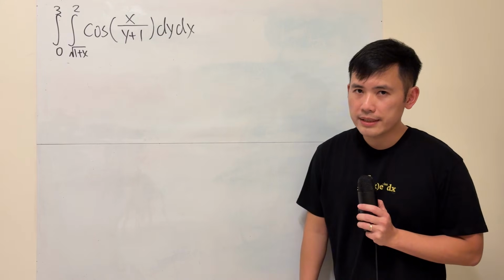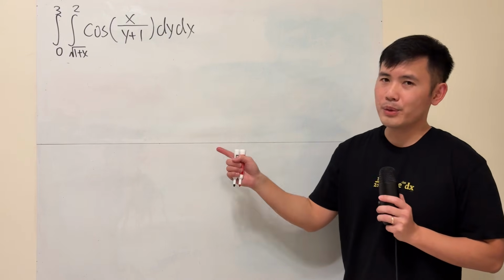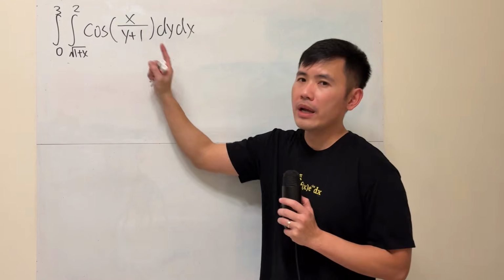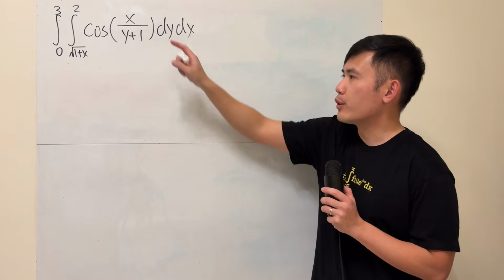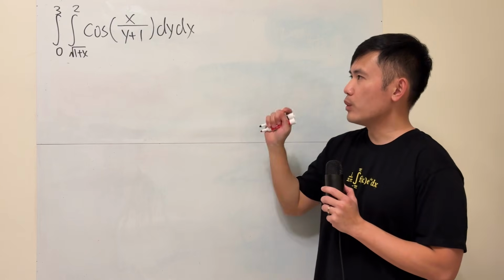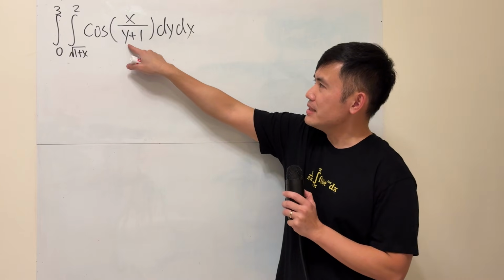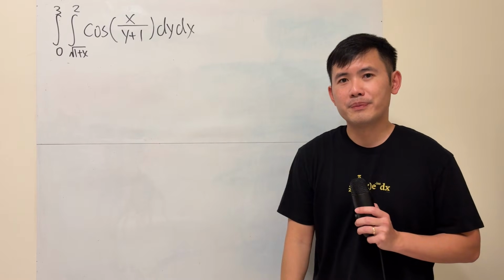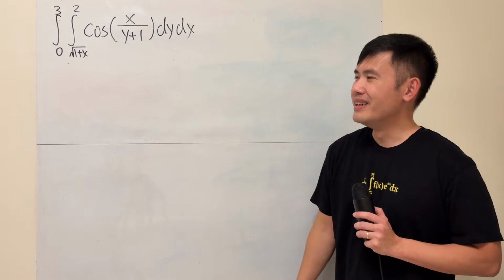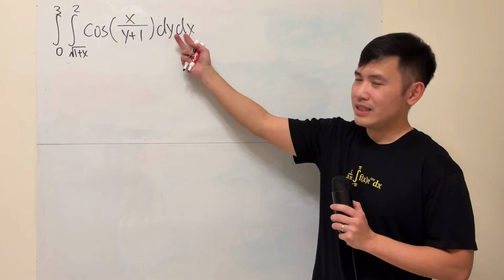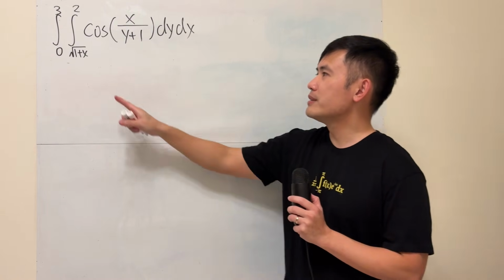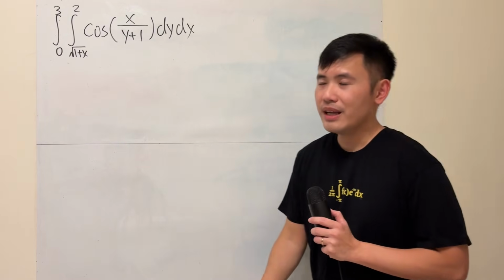Today, I want to show you guys how to do a hard double integral. Here, we have cosine of x over y plus 1. And notice that we have dy going first, so we are in the y world. But y is in the denominator, and that's inside of cosine. So, can we integrate that? No. So, the best bet is to switch the differentials, right? That's the key. And of course, that means we will have to change the boundary.